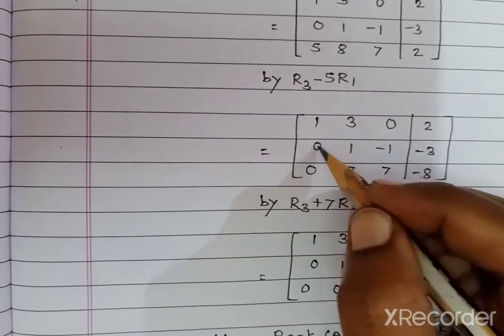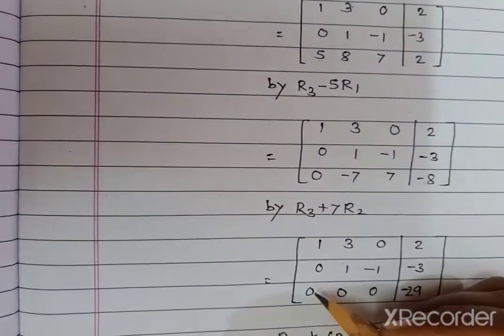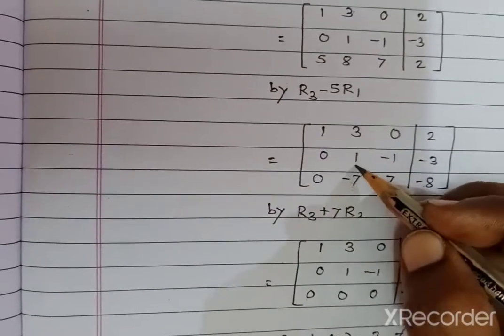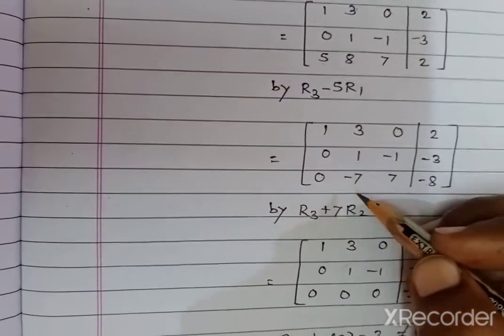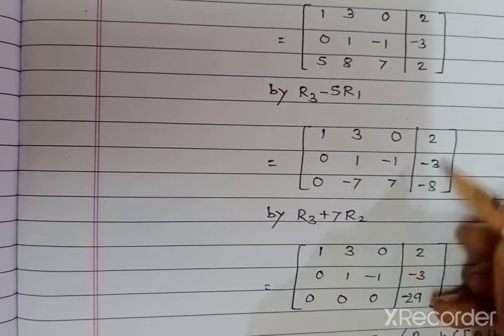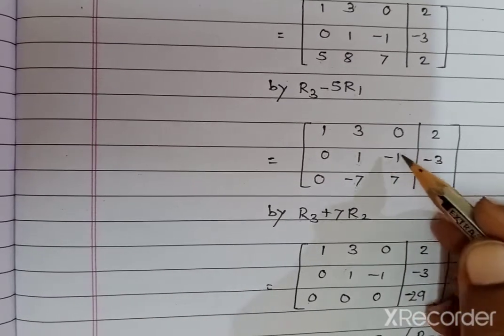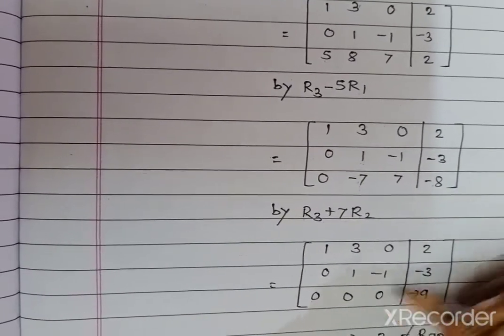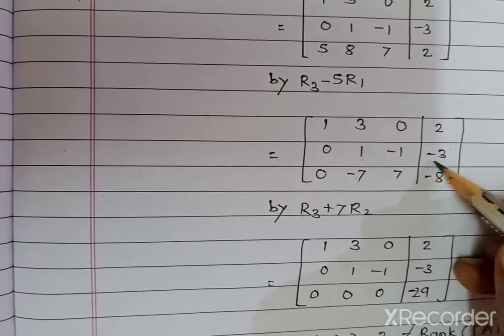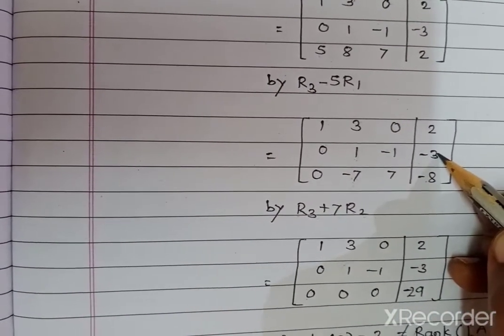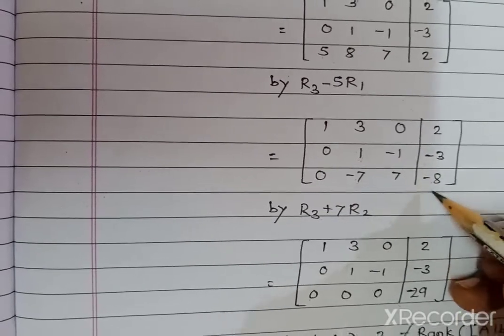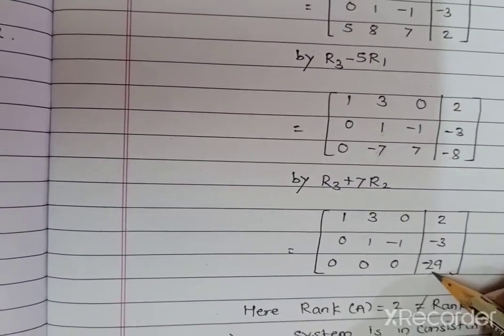So 7 into 0 is 0, 0 plus 0 is 0, so we write 0. 7 into 1 is 7, 7 minus 7 is 0. Now 7 into minus 1 is minus 7, minus 7 plus 7 is 0. 7 into minus 3 is minus 21, minus 21 minus 8 is minus 29.